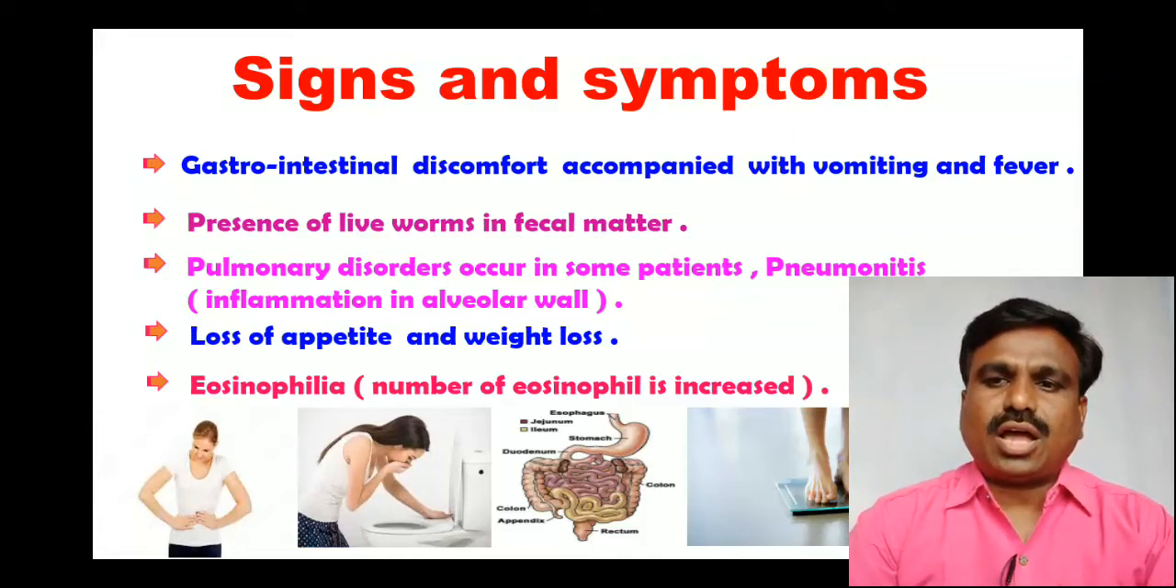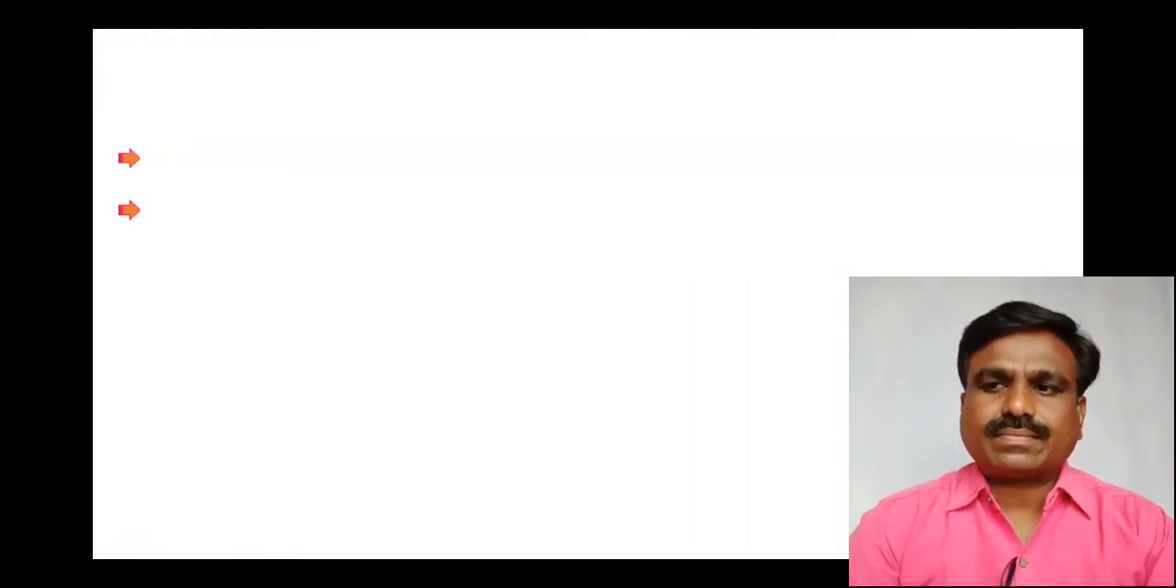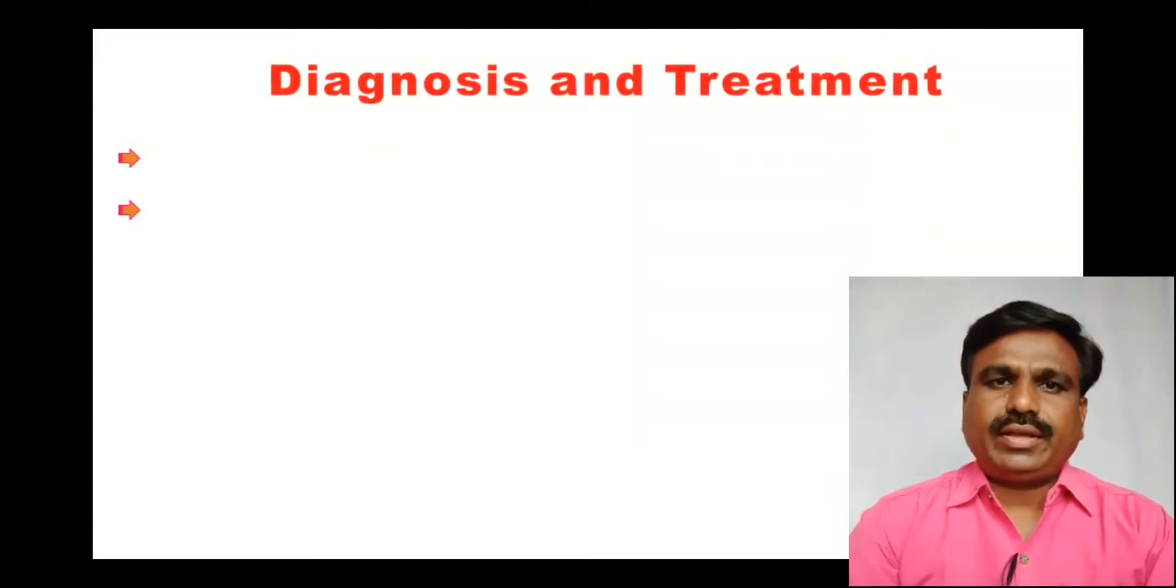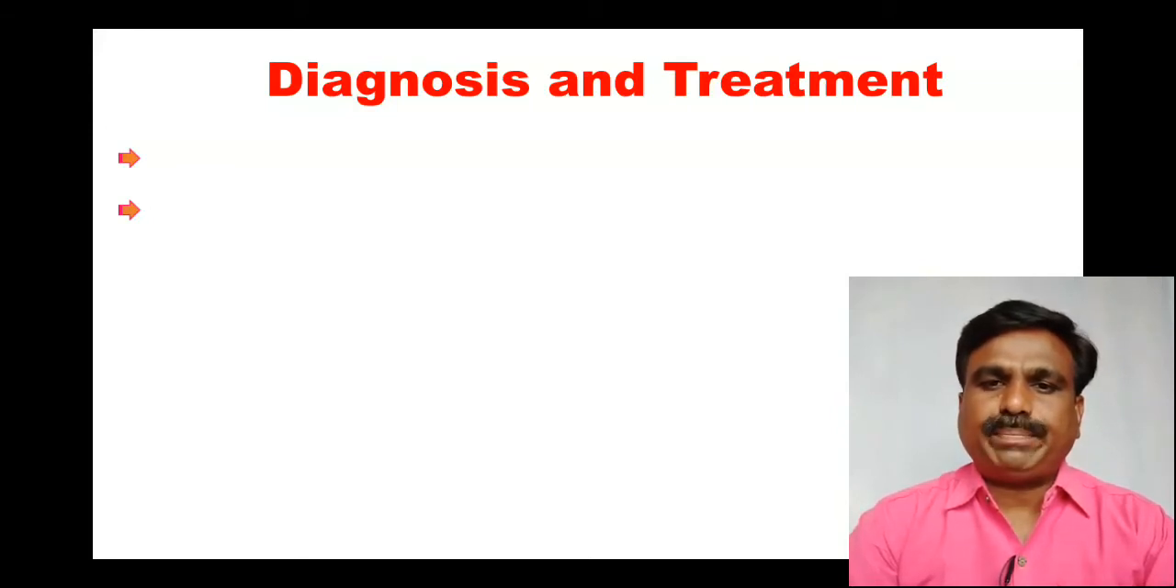I will show some pictures regarding the signs and symptoms of Ascariasis. The first picture shows discomfort of the gastrointestinal tract and vomiting, then the presence of live worms in the intestinal tract, then weight loss, eosinophilia, and then diagnosis and treatment. Diagnosis and treatment are essential after the patient shows the signs and symptoms, to come to a conclusion.